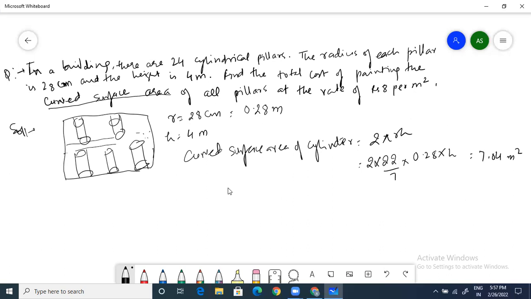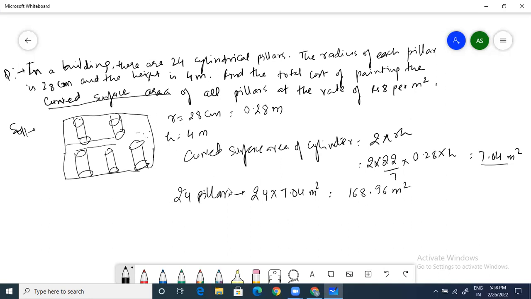Because we are told that there are 24 such pillars, how much is the area of 24 pillars? So this is the area only of one pillar we talked about. So 7.04 meters square into 24 will be equal to 168.96 meters square. This will be the area of 24 pillars.